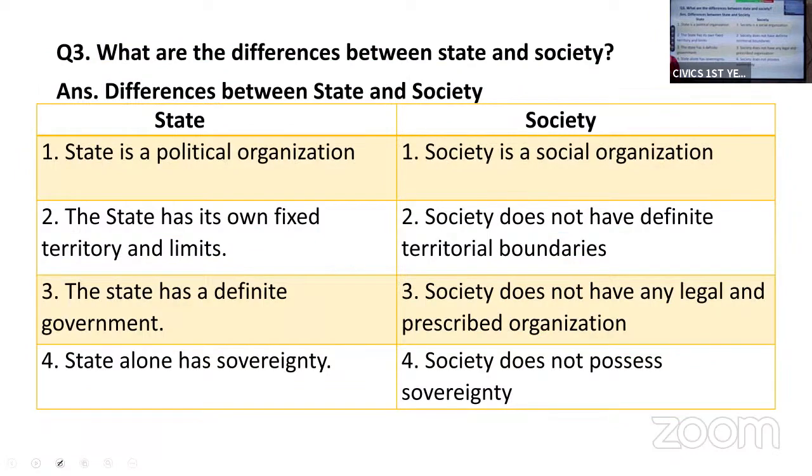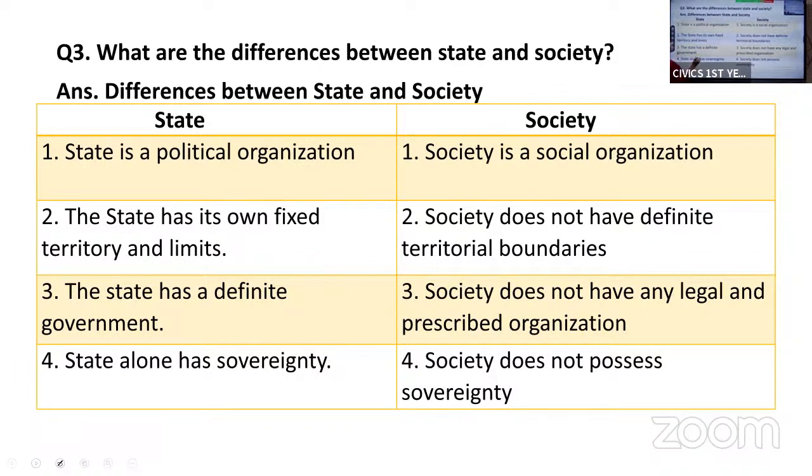That is state and society. You have 3 differences here: state and government, state and society, and state and association. Mostly state and government and state and society are the 2 repeated questions. So let us discuss the differences between the state and the society.